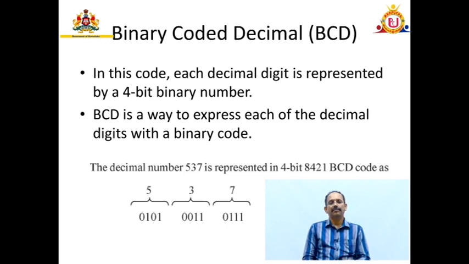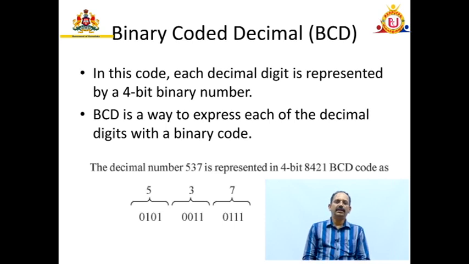Similarly, the 7 binary equivalent is 111. There is a short of 1 binary digit for 4 binary digits. Therefore, a 0 bit is added to the 111. So, the 537 in BCD code is represented as 0101, 0011, 0111.